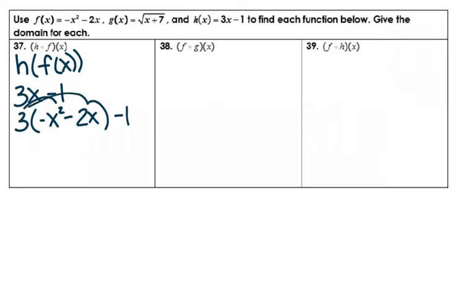I'm going to distribute the 3. And then I'm going to get my like terms together, but luckily for me, they're already together, so this is what you get. Alright, and then if you needed to state the domain, it is from negative infinity to infinity.